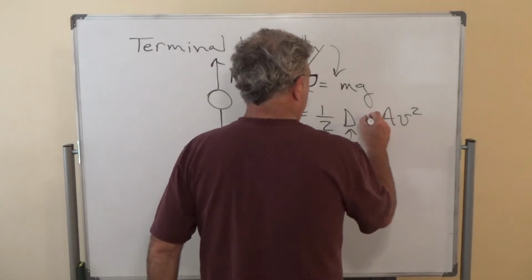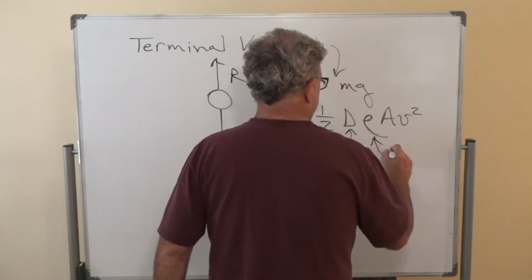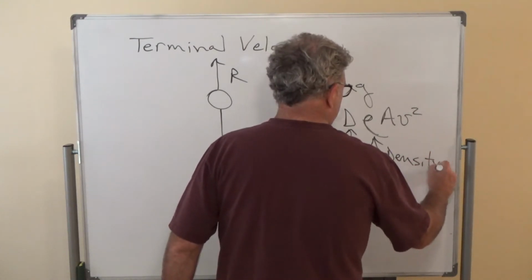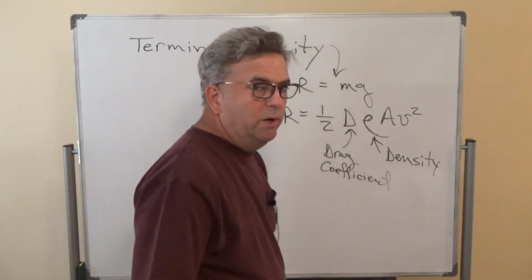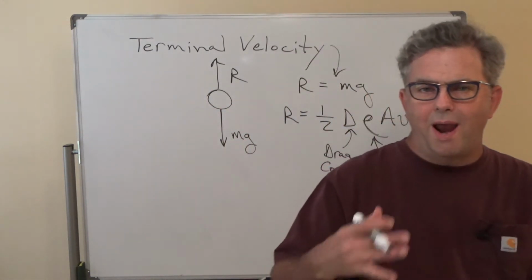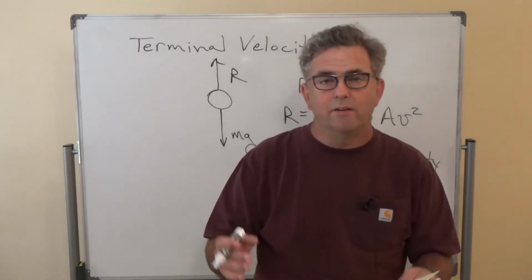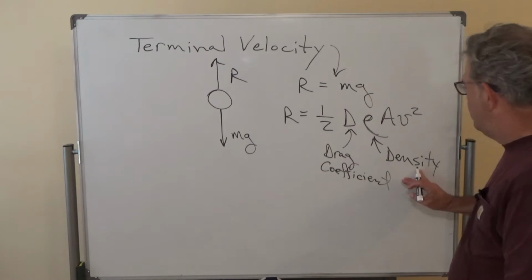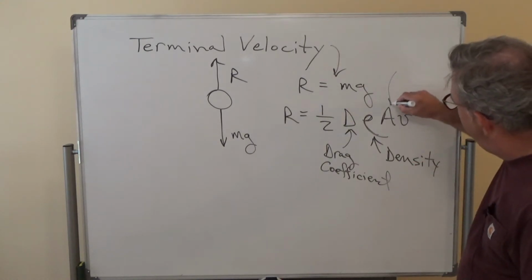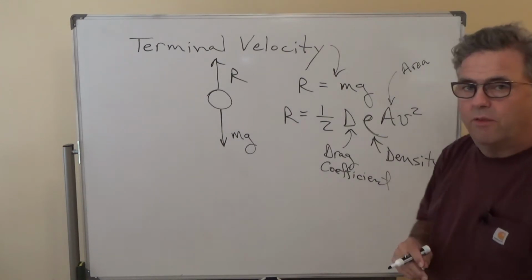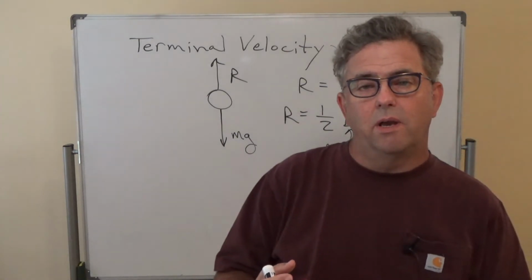This is rho. This is the density of the fluid. Air is a fluid in the sense that it moves around and flows, okay? This is density. This is the area of the object. This would be like the cross-sectional area, okay?